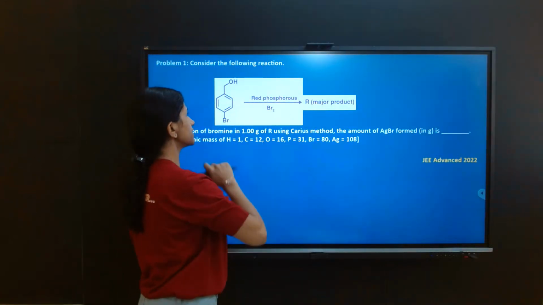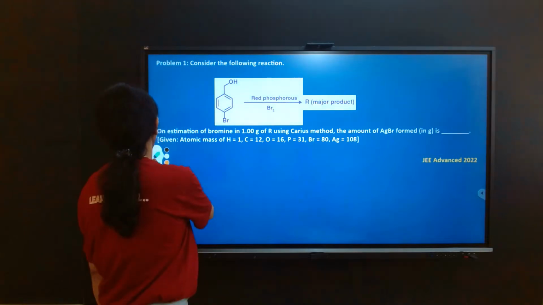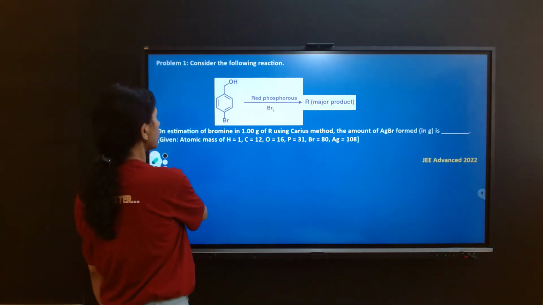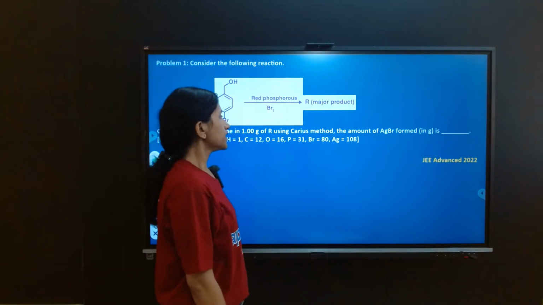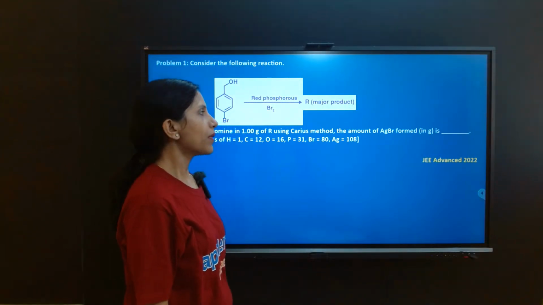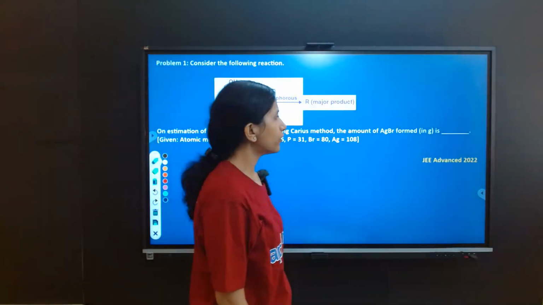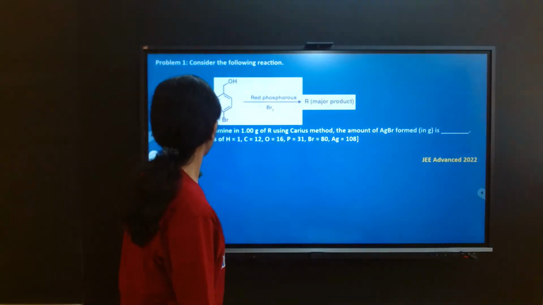This reaction has been given. Now, on estimation of bromine in 1 gram of R, using Carius method, the amount of AgBr formed in gram we have to calculate.